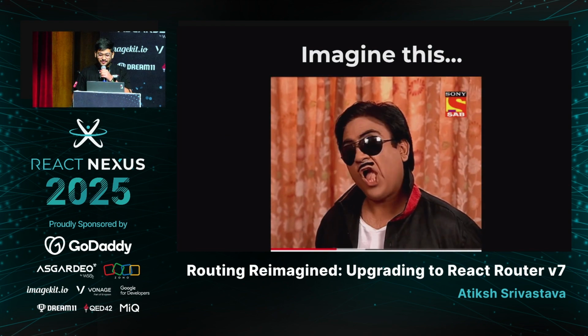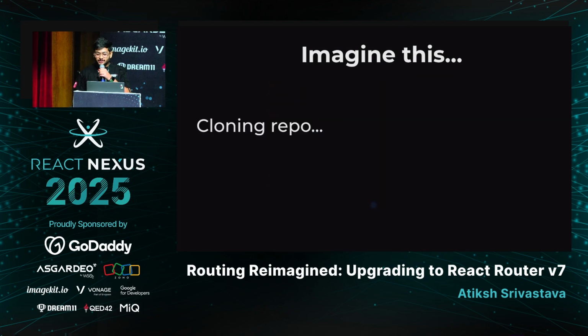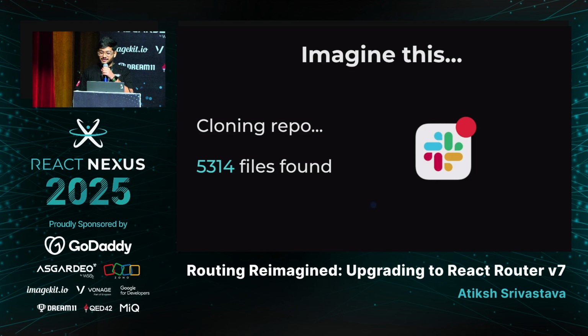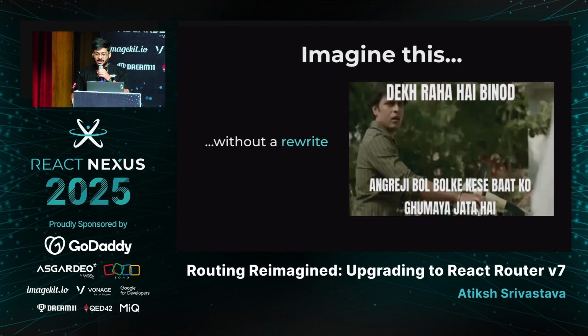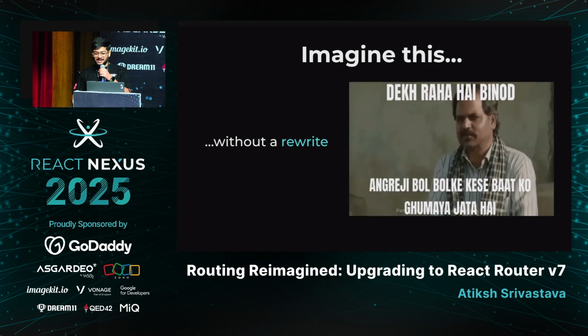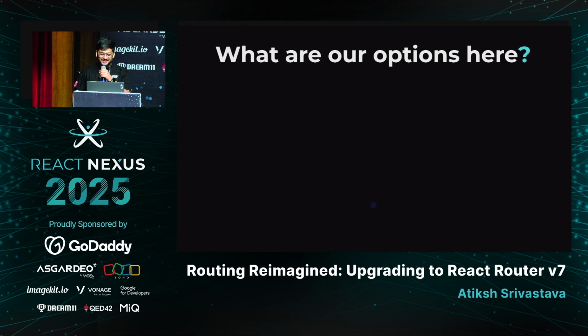No worries. But you start cloning your repo. You find out there are 5,000 files in the repo and probably more than 40,000 lines of code. There's again a Slack notification from the manager, and he says it should be done without a rewrite. So again, what are your options here? How can I do it?